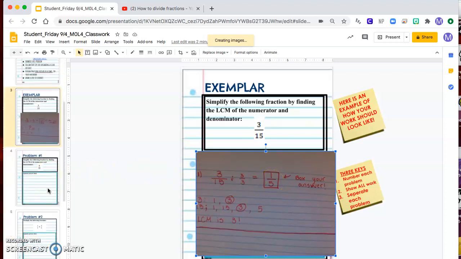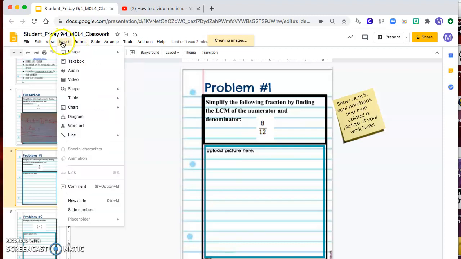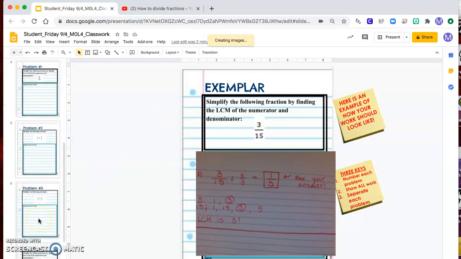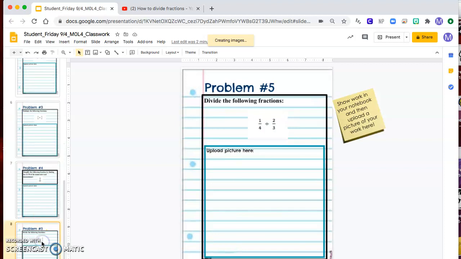So you're going to keep doing your problems, right? You have the first one right over here. You're going to show your work in your notebook and then do Insert, Image, Camera, take a picture of it. Again, make sure it's really big so that I could see your work. That's the most important thing. Now lastly, all I'm going to say is some of these problems are multiplying fractions, and the last problem, number 5, is dividing fractions. If you do not remember, that is okay.